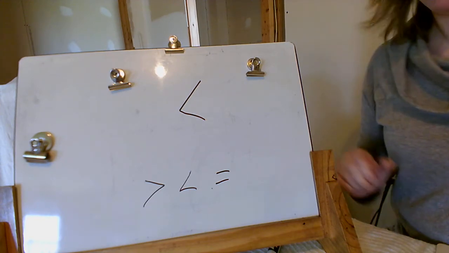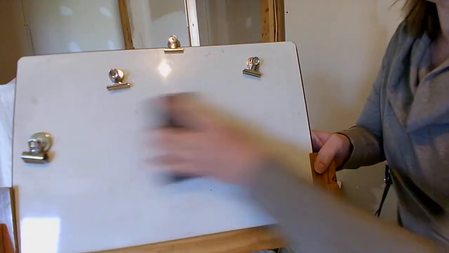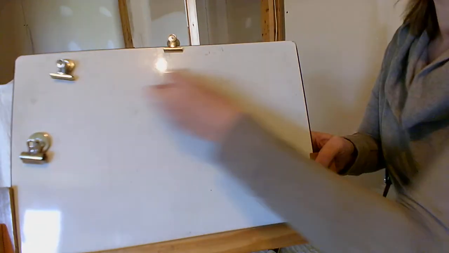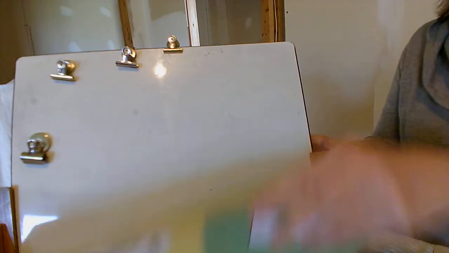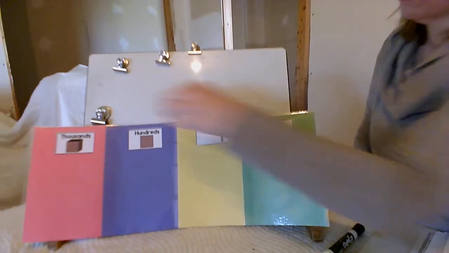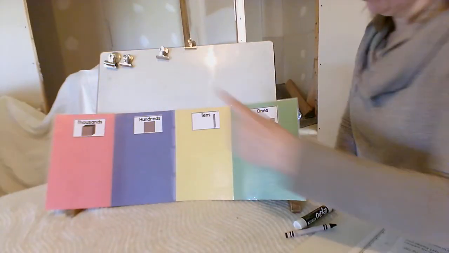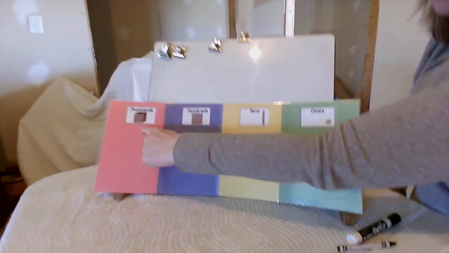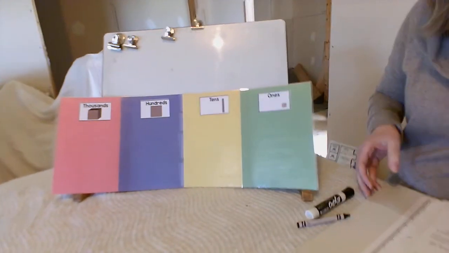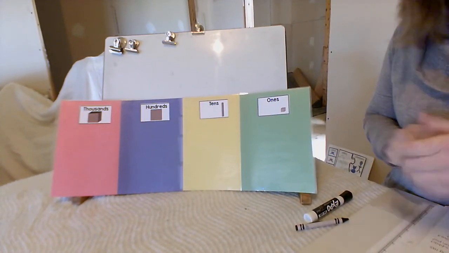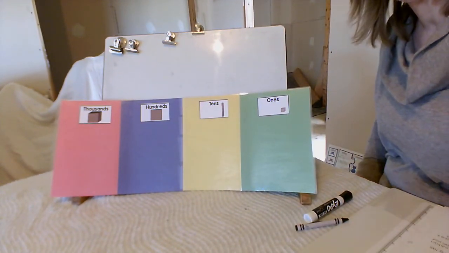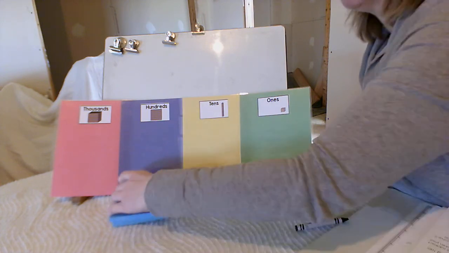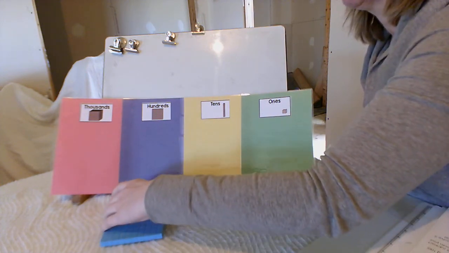Okay, so I am now going to build a number for you with the base 10 blocks. So we're going to put up our place values. We have ones, tens, hundreds, all the way up to thousands. I'm going to build a number for you, and I want you to see if you can figure out what the number is.